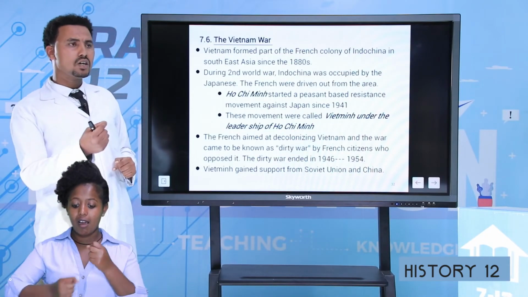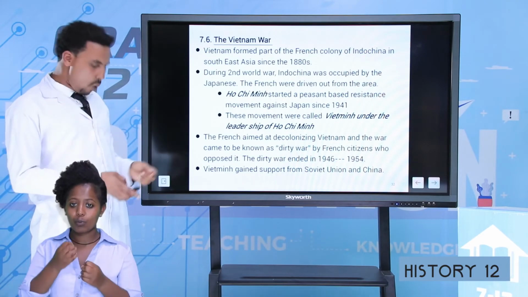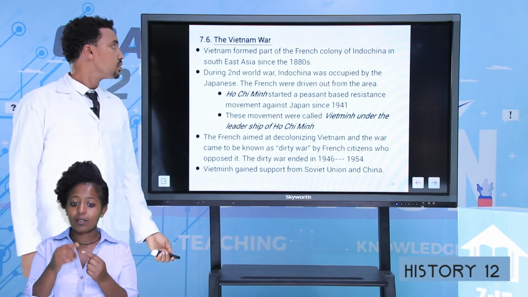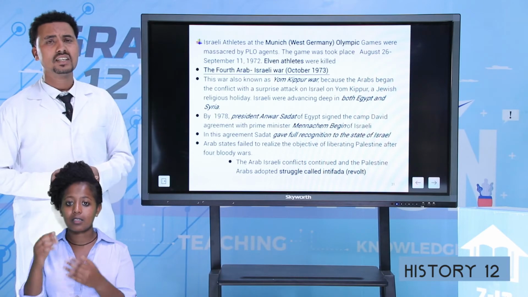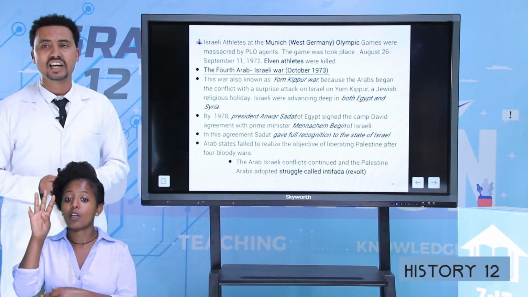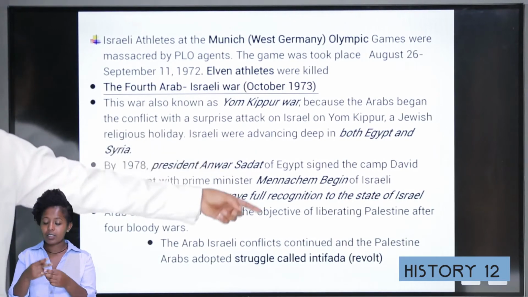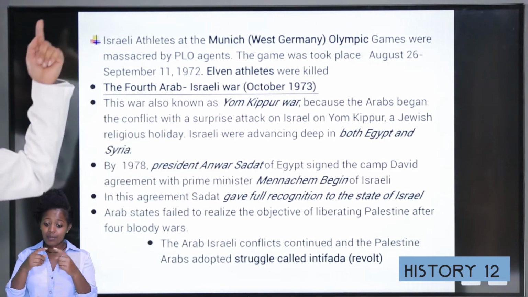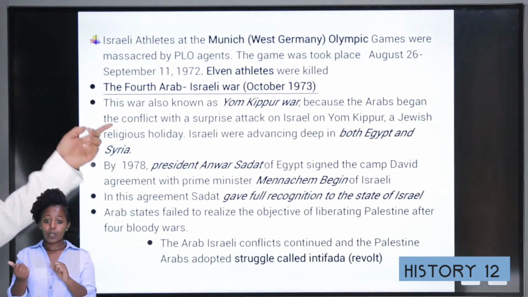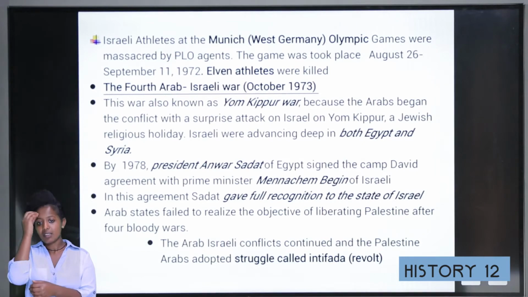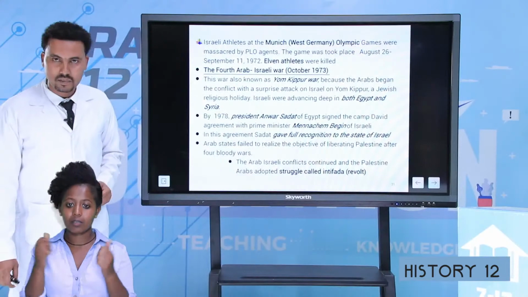After the Munich Olympics, there was a war between Israel and the Arab states. This war was known as the Fourth Arab-Israeli War. The war is also known as the Yom Kippur War, because the Arabs began the conflict with a surprise attack on Israel on a holiday, Yom Kippur, a Jewish religious holiday. Israel advanced deep into both Egypt and Syria.